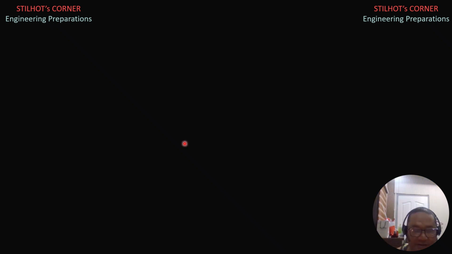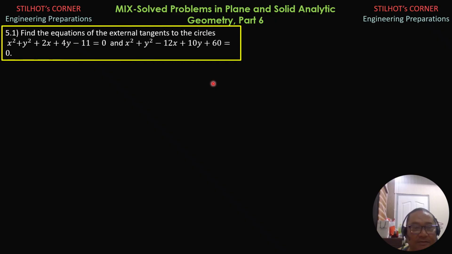Hello, future engineers. Here is the solution to a very nice problem in analytic geometry about finding equations of the external tangents between two circles. So here is the problem. Find the equations of the external tangents to the circles x squared plus y squared plus 2x plus 4y minus 11 equals 0 and x squared plus y squared minus 12x plus 10y plus 60 equals 0.